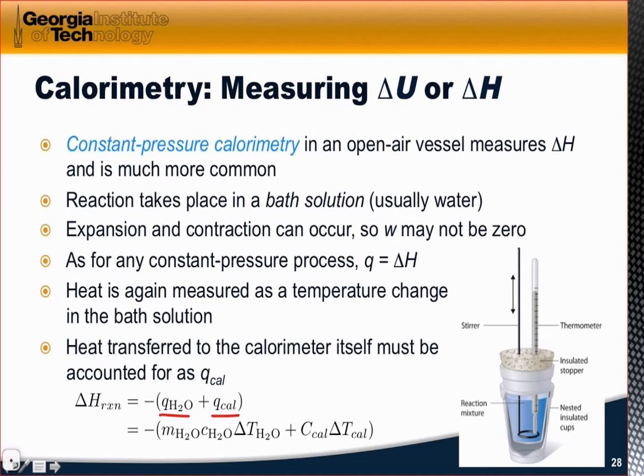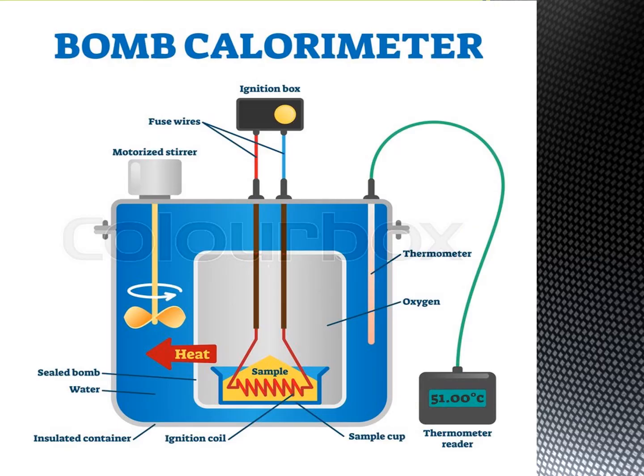Next, what is this bomb calorimeter? See here, you are seeing the bomb calorimeter. It has an inner vessel, as you are seeing. That inner vessel is called the bomb. The bomb and its cover are made up of strong steel.